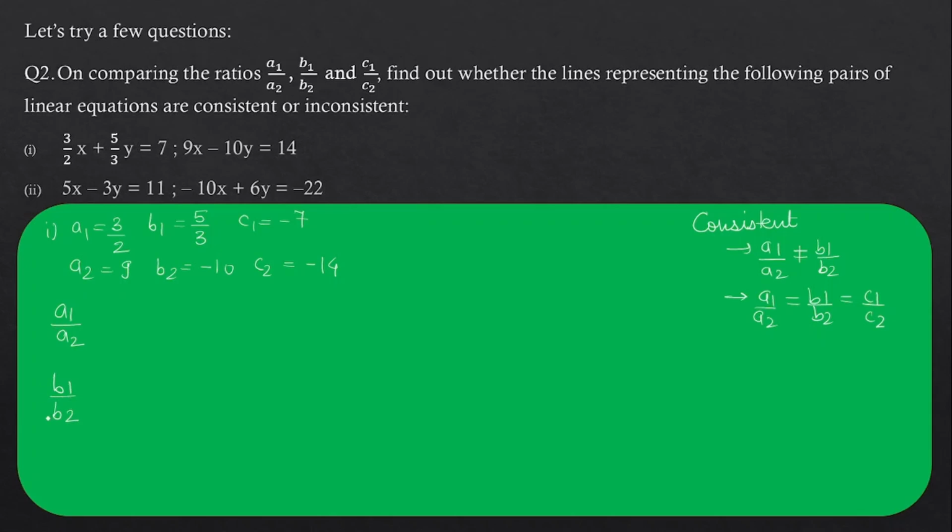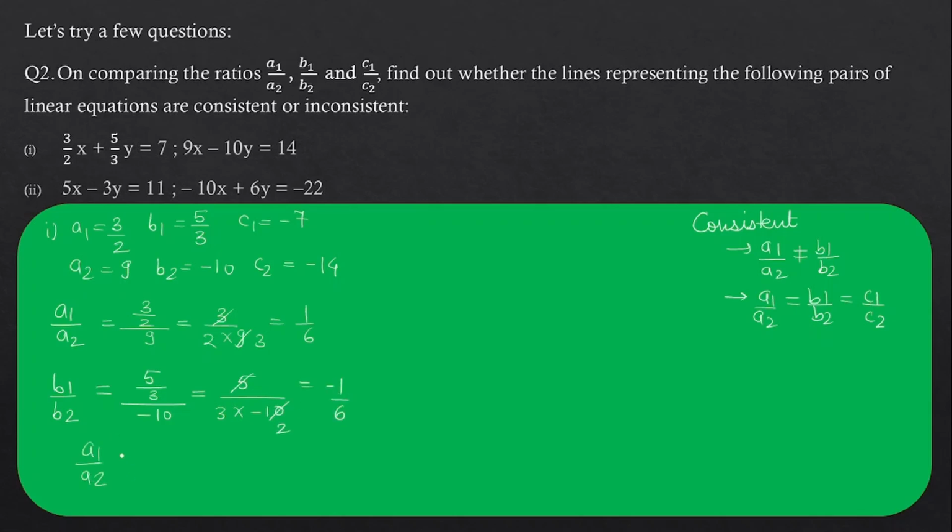So from here only automatically I can identify that the ratio A1 by A2 and B1 by B2 will not be equal. So if it's an objective question, just by looking at that, we can tell it will be consistent. But if it is subjective, we need to show the steps. So 3 by 2 divided by 9, which will become 3 upon 2 times 9. 3 3s are 9, it is 1 by 6. B1 by B2 will become 5 by 3 divided by minus 10, which will become 5 by 3 times minus 10. 5 ones are 5, 5 twos are 10, which is minus 1 by 6.